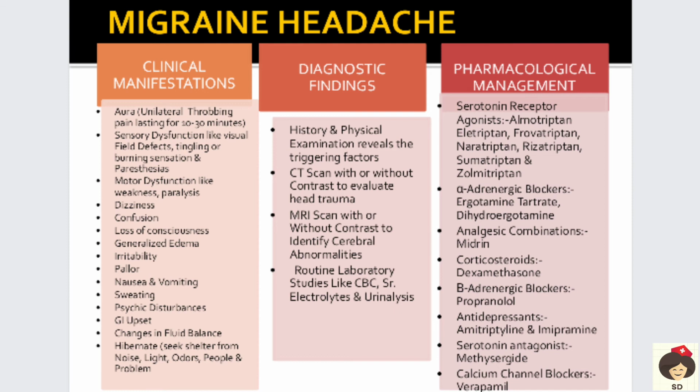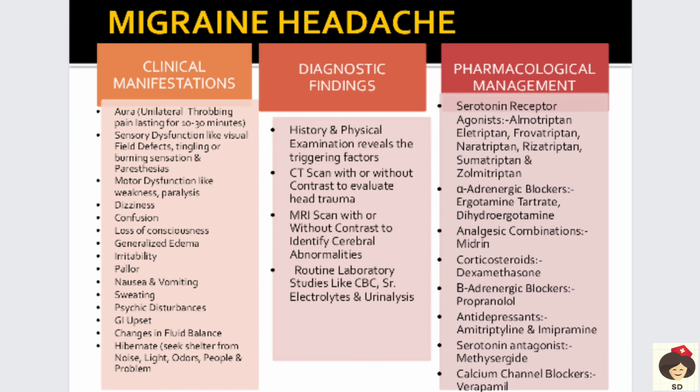And corticosteroids are given. So if there is some inflammation and injury due to trauma, then it can be treated with a corticosteroid, that is dexamethasone. And beta adrenergic blockers, propranolol, are given. These act on the vascular system, the vascular nerve fibers, and thereby they will relieve the pain. And antidepressants, amitriptyline and imipramine. When there is pain, the patient will be depressed, so to treat the depression they give amitriptyline and imipramine.